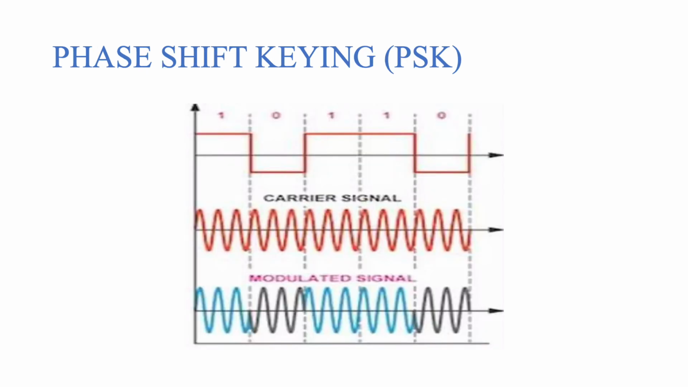If we consider phase shift keying, we can see that every bit which is 1 is represented by a particular phase, and every bit which is 0 is represented by another phase. Hence, bit 1 and bit 0 are represented by different phases.